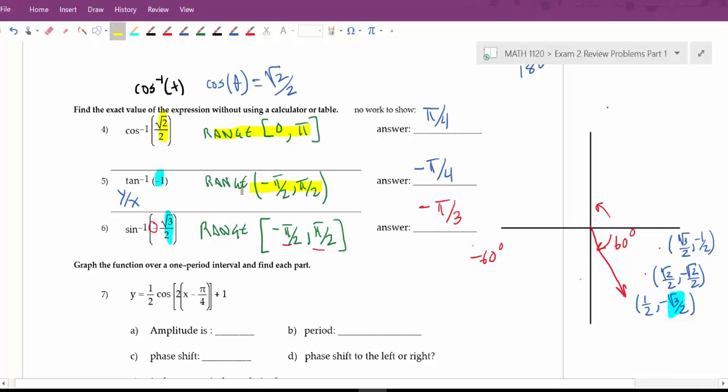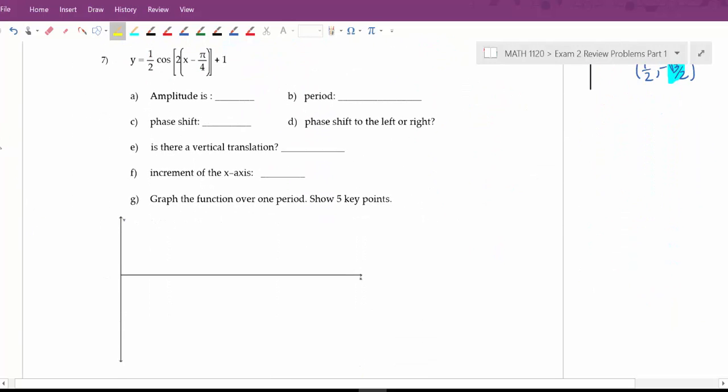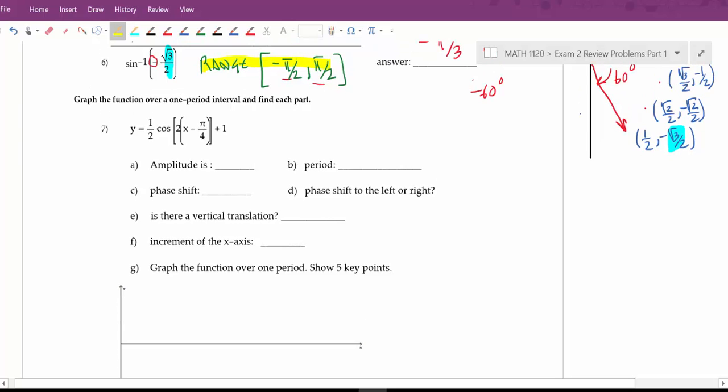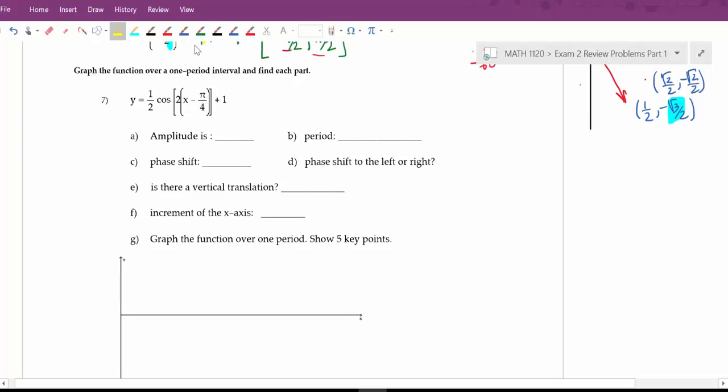Okay, I don't give those to you. They're very important to know. Okay, all right, looking now at this one, we're going to do a graph, and this one's got a phase shift on it like this. So let's take a look at what we got on the graph here.